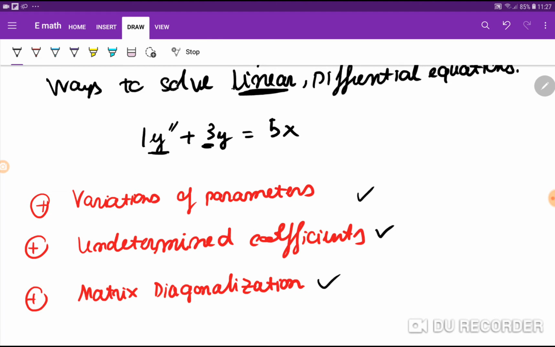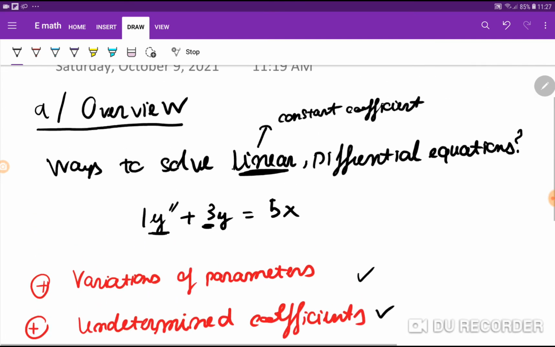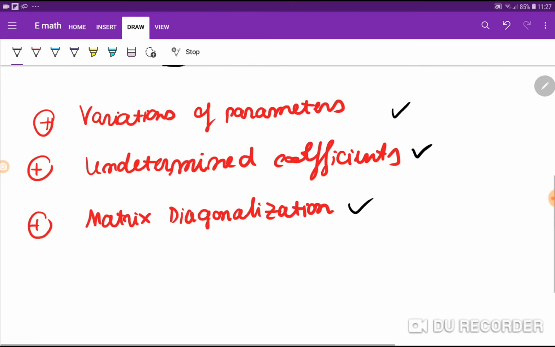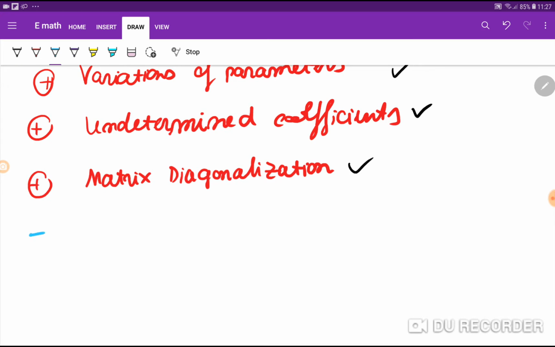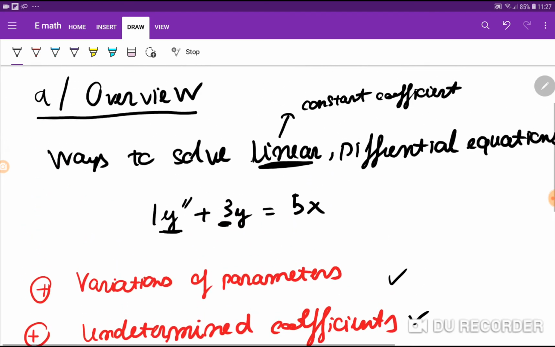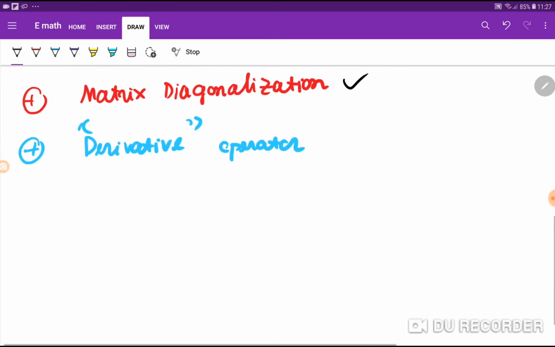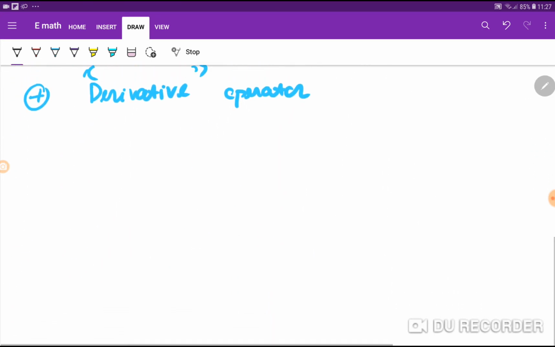I think these are the familiar methods y'all have heard of. If you take a differential equations class, as an engineering or STEM major, you might have heard of these methods. But today I'm going to introduce you to a new one: the derivative operator way of solving differential equations. I will be covering this paper, and I will link it in the description below.